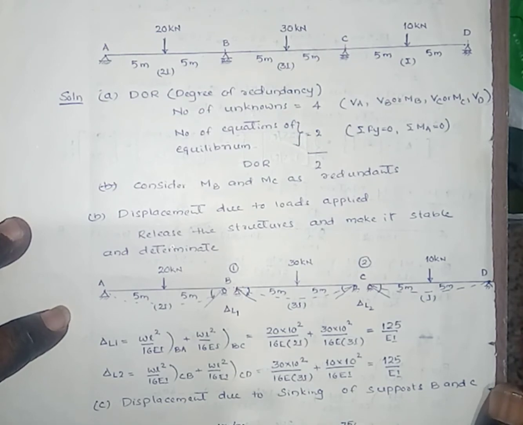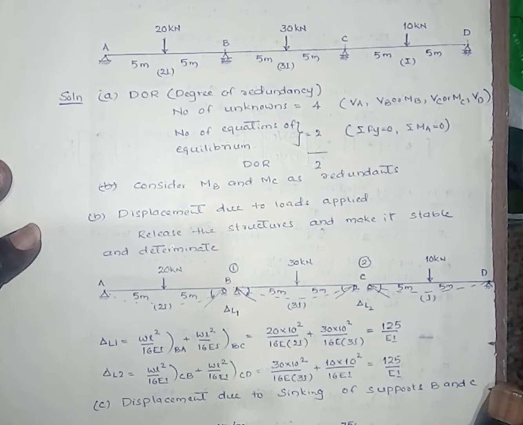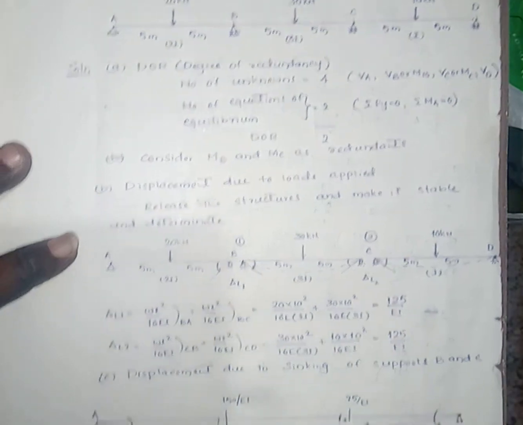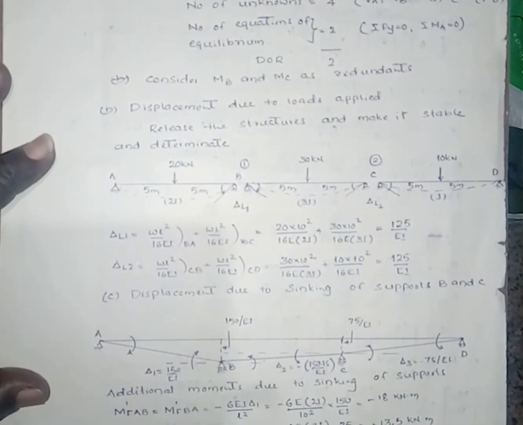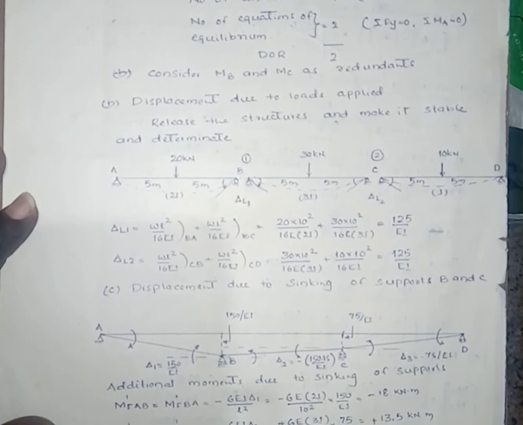The third step is to find the displacement due to the sinking and settlement of the supports. Here at supports B and C, there is a settlement of 150 by EI at support B. Similarly, at support C there is a settlement of 75 by EI. Then we have to find the additional moments due to the sinking and settlement of the supports.